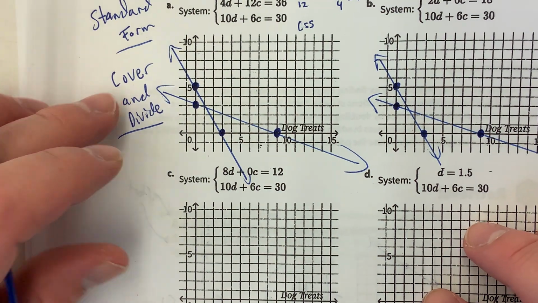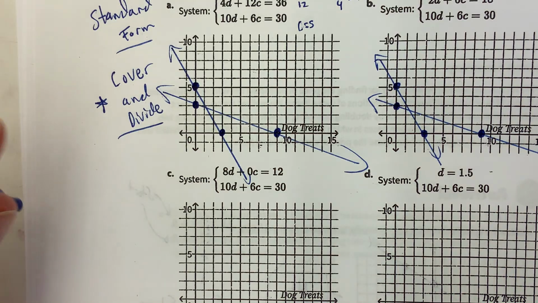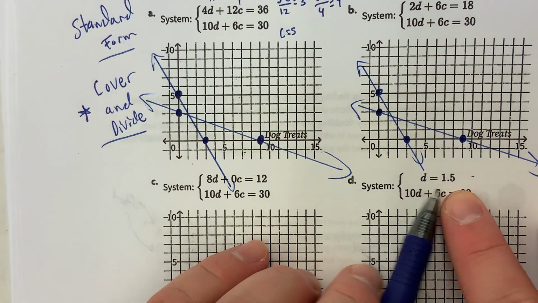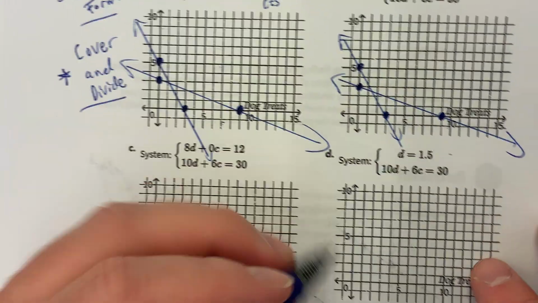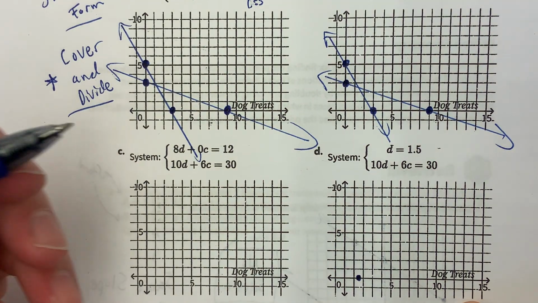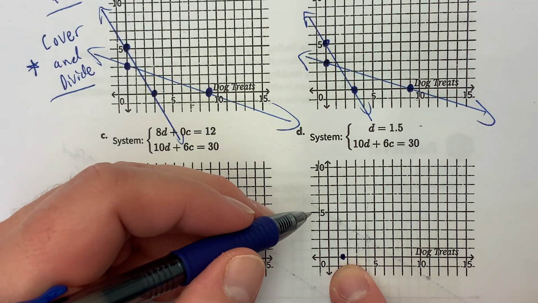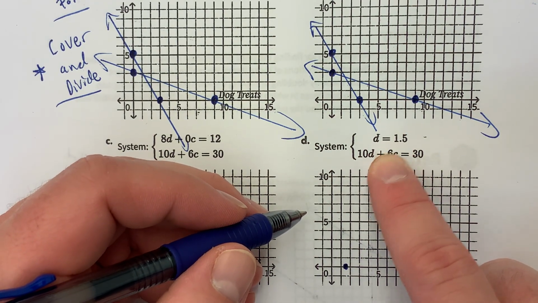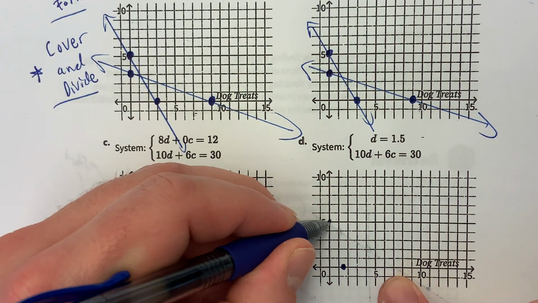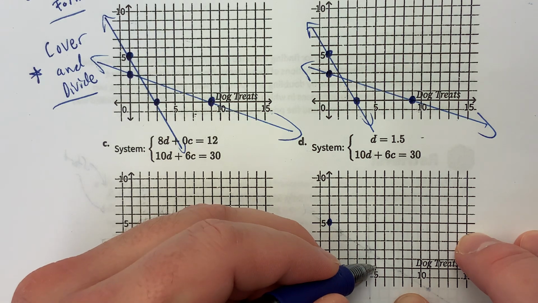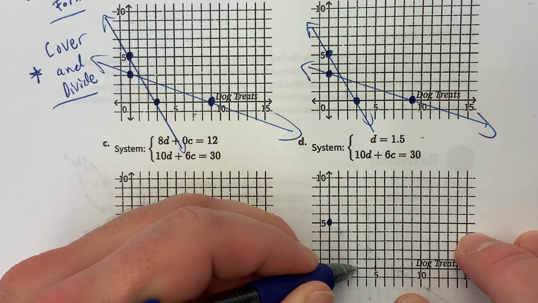Cover and divide. This one tells you that D equals 1.5. Dog treats is 1.5, so we just go to 1.5. Put a dot down here. That's 1.5. And the other one is cover and divide, which is the same thing we just did. So 3 and 5. And 5 and 3.